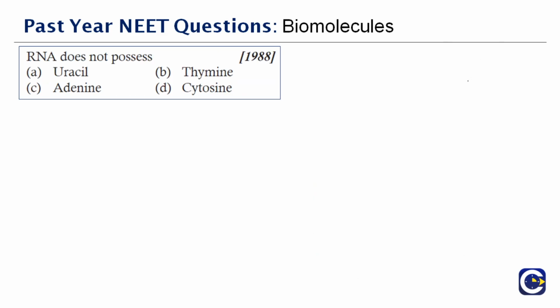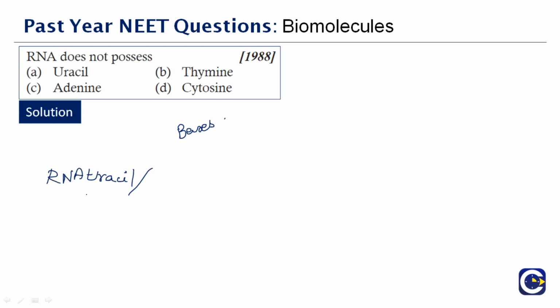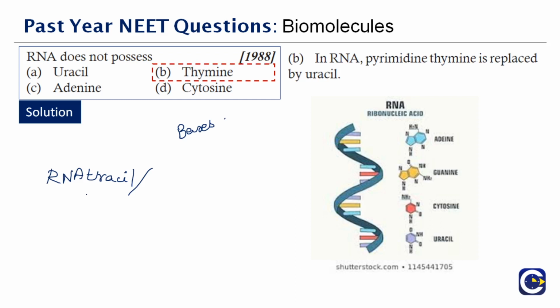Next question here. This question was again asked in the year 1988. RNA does not possess this dash. A very easy question for you. As I already explained, RNA and DNA are differentiated with the help of the bases. When we talk about RNA, we have uracil. It will not have thymine. Therefore, the correct answer to this question is option B, thymine. So RNA has 4 bases: adenine, as the diagram clearly tells you here, guanine, cytosine and uracil. Instead of thymine, it will have uracil in its place.